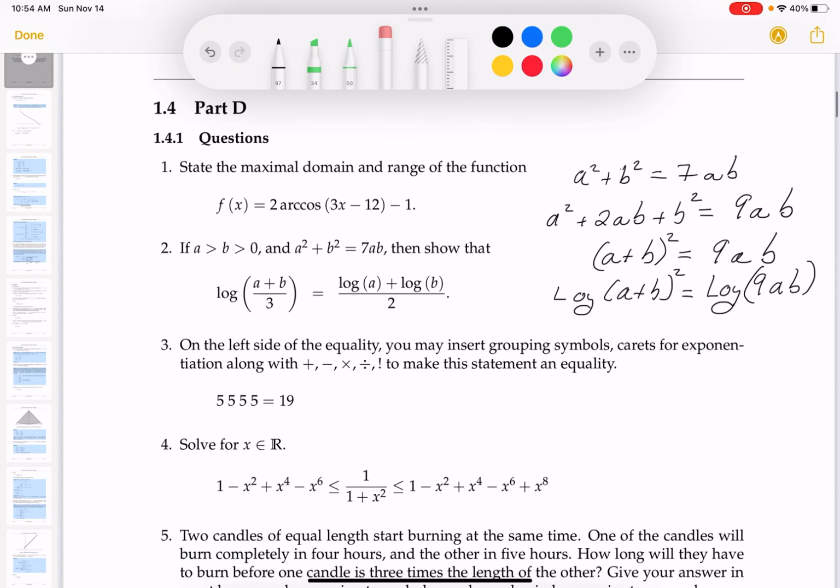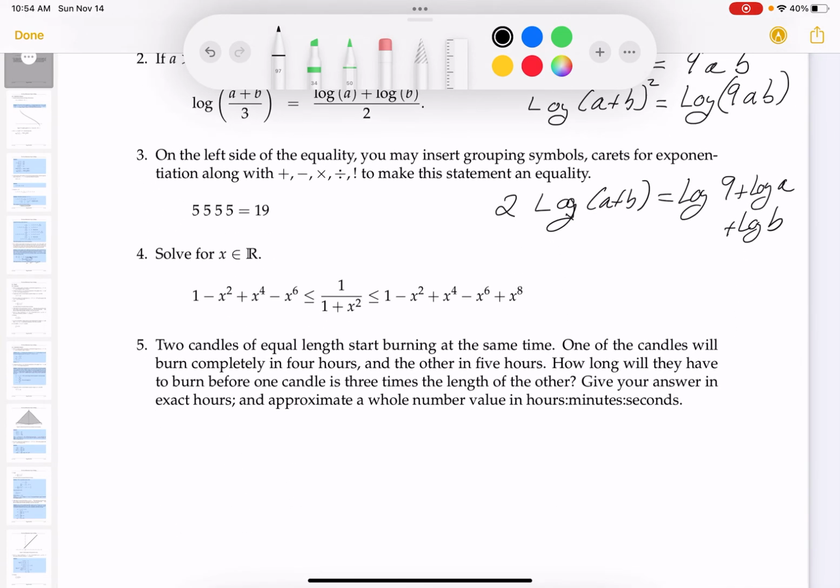So I'm going to go to the next step and use rules of logs now. Let's write this down. So this is going to be 2 log (A plus B), and this would be log 9 plus log A plus log B. I'm just using rules of logs over here.